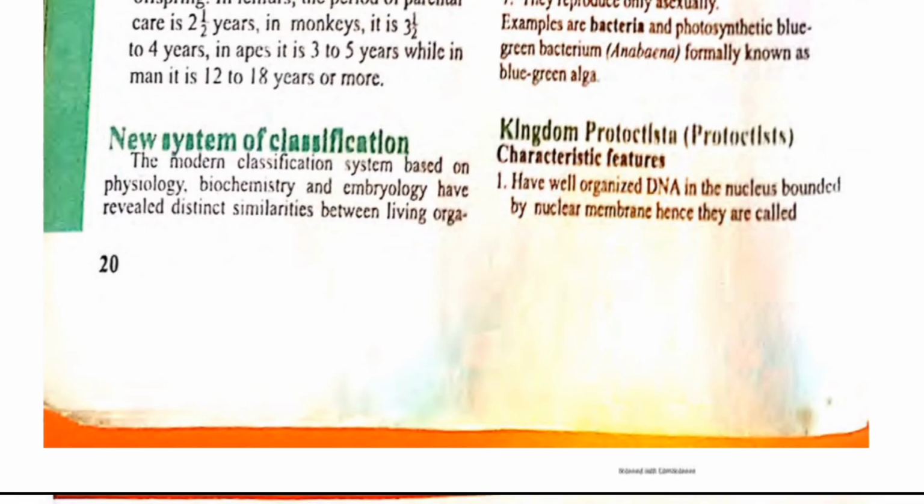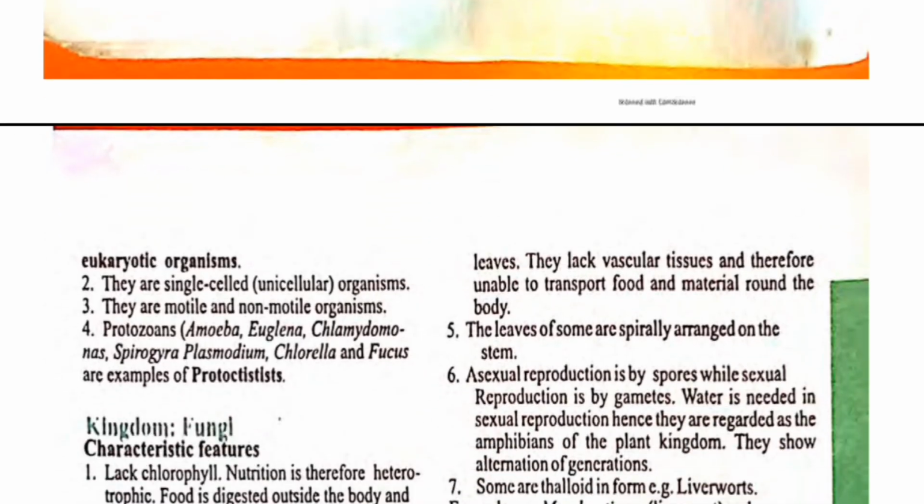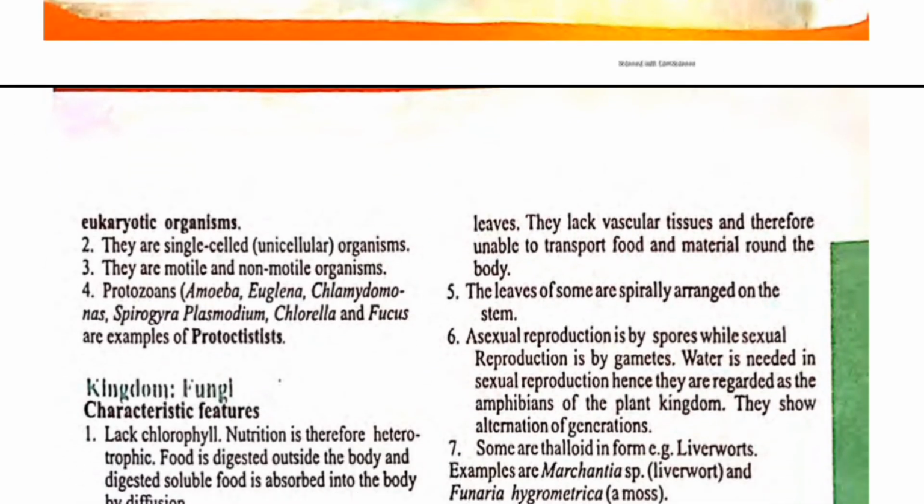Don't forget I said the rest are eukaryotic, so their DNA is well organized. Their nucleus has a membrane surrounding it, right? The nucleus is bounded by a nuclear membrane, and hence they are called eukaryotic organisms. They are single-celled organisms, that is, they are unicellular. Unicellular, we have multicellular. So these are mainly unicellular organisms.